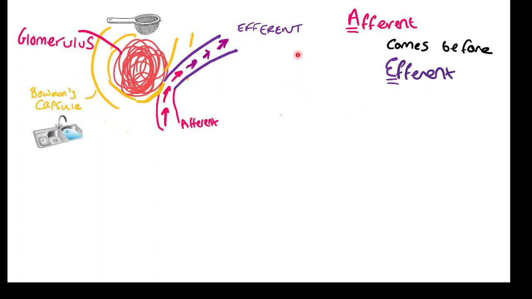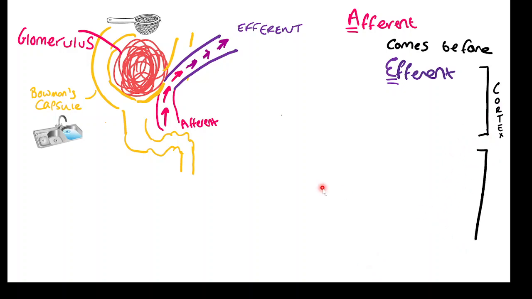Before I move on, there's two parts to the nephron which you should know about. This nice bit here, afferent, efferent, glomerulus, Bowman's capsule, this is all in something here called the cortex. And underneath our cortex, so kind of lower, we have our medulla.